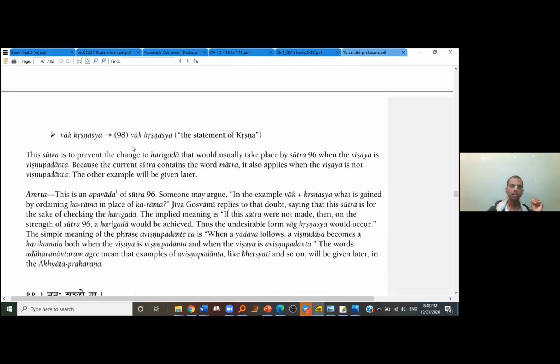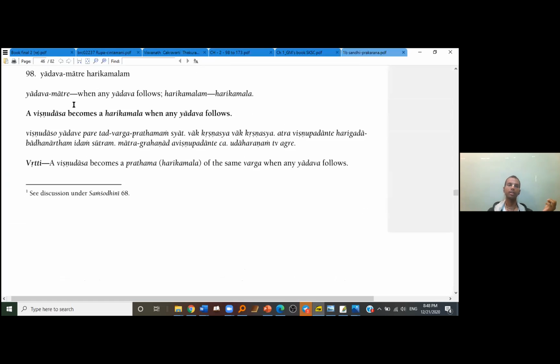So, Vak Krishnasya, we have Ka here, and we have Ka. This Ka is a Yadava, and this Ka is a viṣṇu-dāso. So this Ka will remain a hari-kamala, which it is already, because Yadava is following. This Ka will not change to Ga by viṣṇu-dāso, viṣṇu-padānte, hari-ghoṣe, hari-gadā, because this sutra is prohibiting it. It's like a Nishedh sutra, it's stopping that letter from becoming hari-gadā.